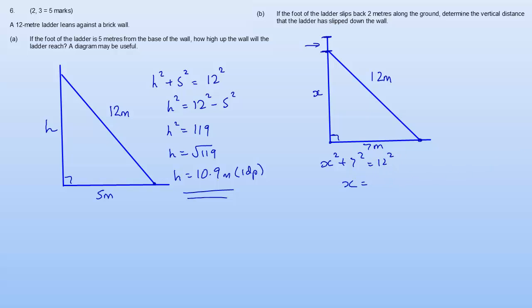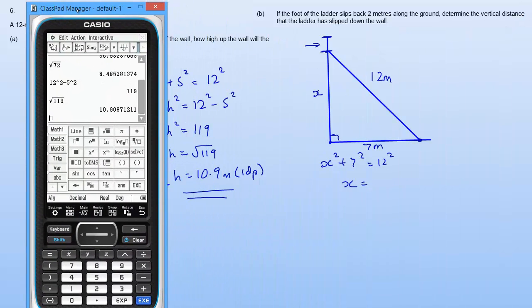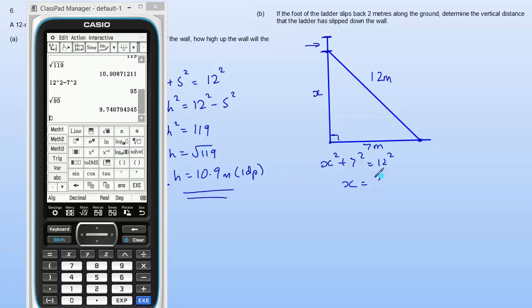We don't need to go through all of that working again. So we know it's going to be 12 squared minus 7 squared. So 12 squared minus 7 squared is 95, and then we'll want the square root of that. So that gives me 9.7.